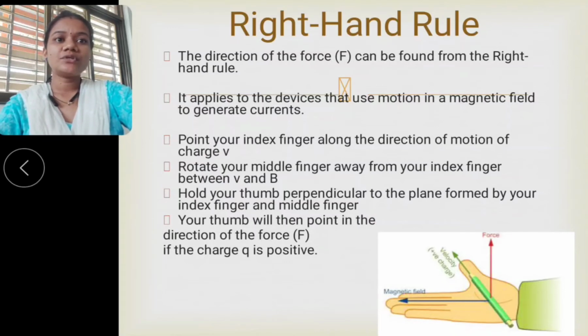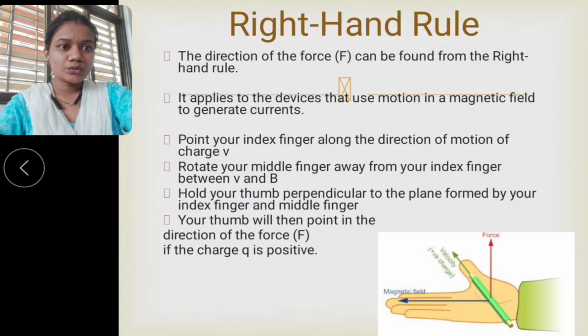It applies to devices that use motion in a magnetic field to generate current. Suppose your index finger indicates your direction of motion. Rotate your middle finger away from your index finger, between the index finger and B. This is nothing but the velocity. This is the direction of your magnetic field, and it is nothing but your force.